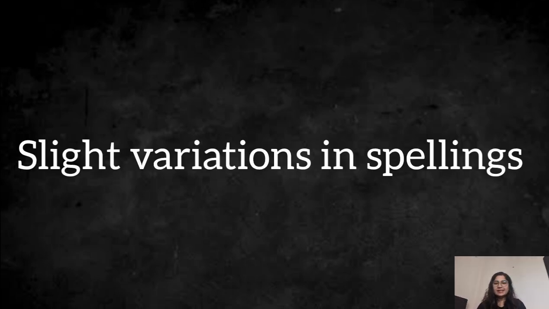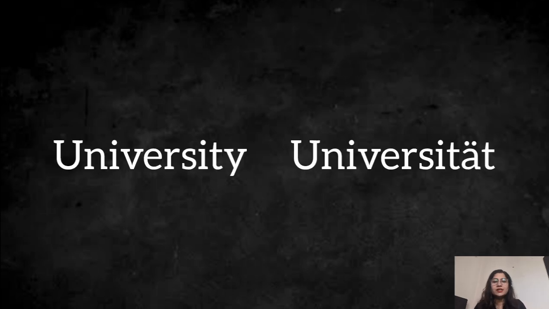You might observe a slight change in the spellings. For example, university. So university in German is Universität. So you see the spellings are almost the same. So you can easily draw the meaning that it's university. Same goes for idea. So idea in German is Idee. Again, the spelling is slightly different. Otherwise, you can clearly tell it's same as idea.